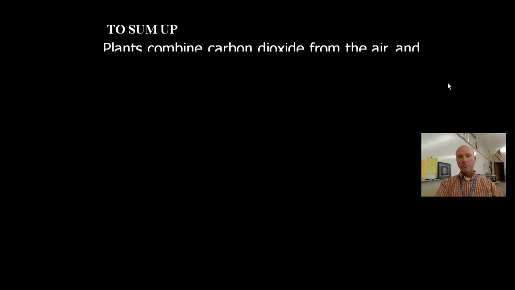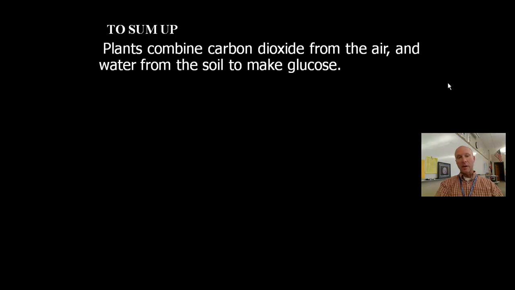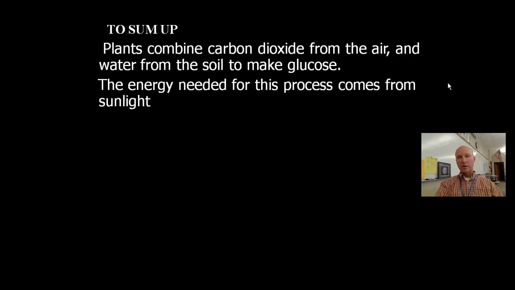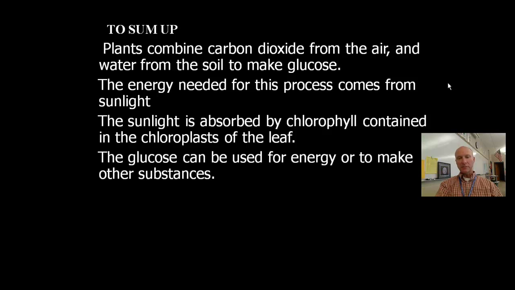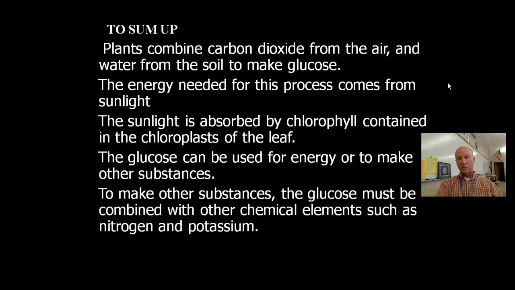To sum it up, plants combine carbon dioxide from the air and water from the soil to make glucose. The energy needed for this process comes from the sunlight. The sunlight is absorbed by chlorophyll contained in the chloroplasts of the leaf. The glucose can be used for energy or to make other substances. To make those other substances, the glucose has to be combined with other chemical elements such as nitrogen, potassium. And these are the substances that the plant actually gets from the soil.